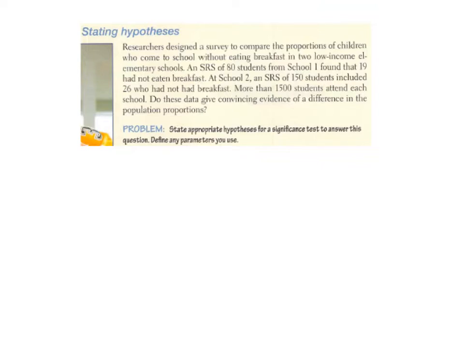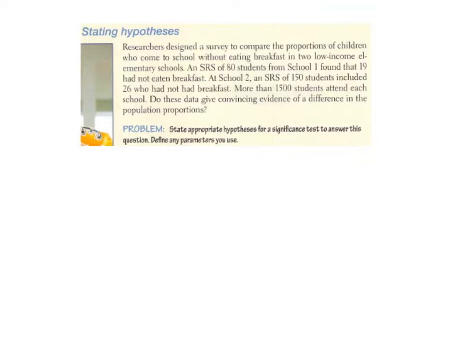Researchers designed a survey to compare the proportions of children who come to school without eating breakfast in 2 low-income elementary schools. An SRS of 80 students from School 1 found that 19 had not eaten breakfast. At School 2, an SRS of 150 students included 26 who had not eaten breakfast. More than 1,500 students attend each school. Do these data give convincing evidence of a difference in the population proportions?